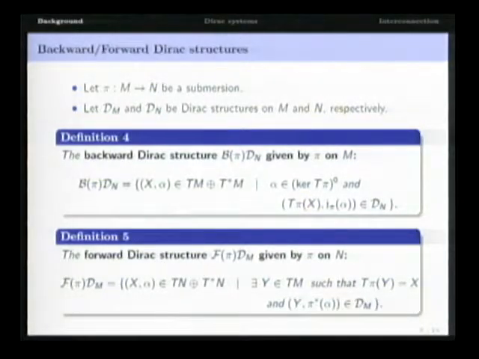And then the couple given by Y and the pullback of the one form we have on N here is going to live in the Dirac structure on M. Okay? That's the idea. So basically you need to remember we can pull back and forward these Dirac structures, and when we talk about dynamics, it's going to be useful when we come to talk about interconnection, for instance.